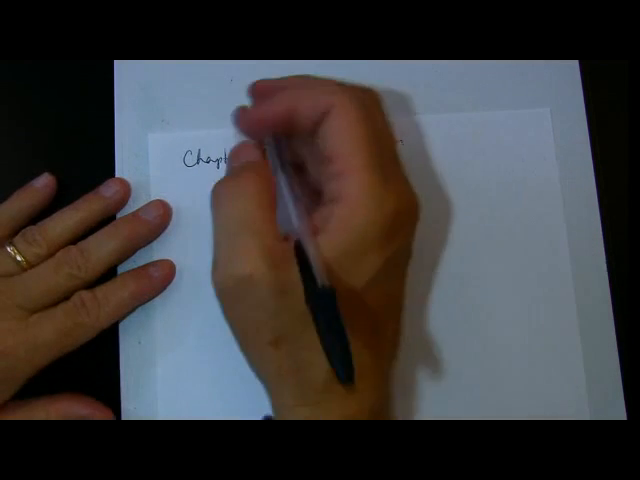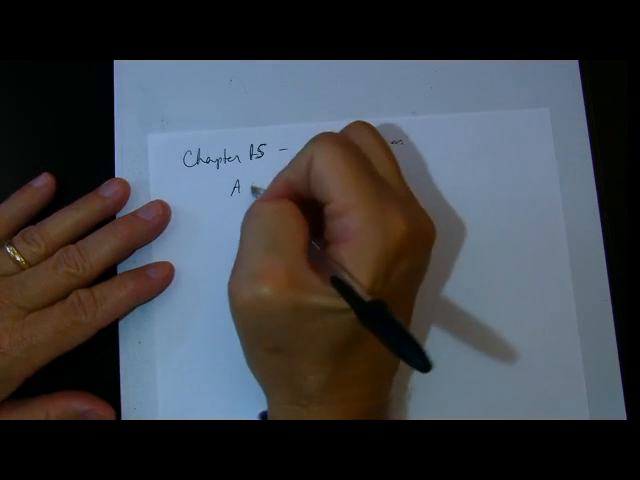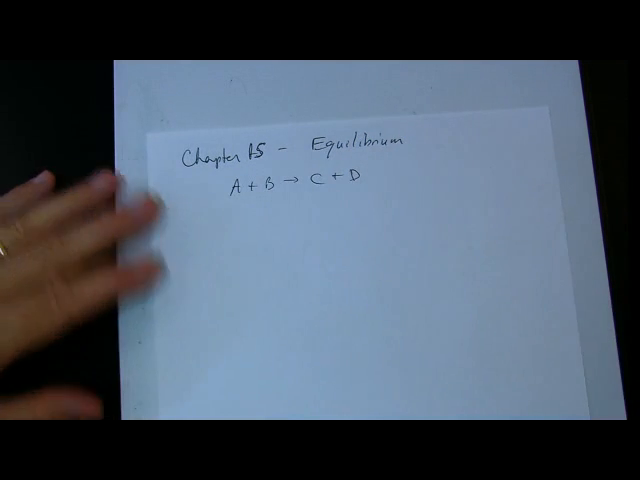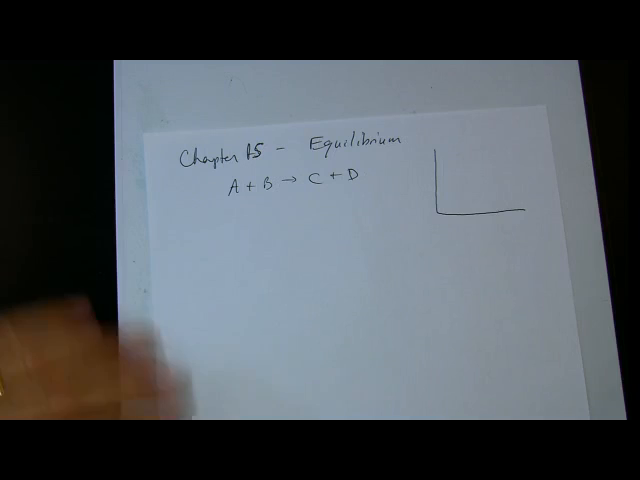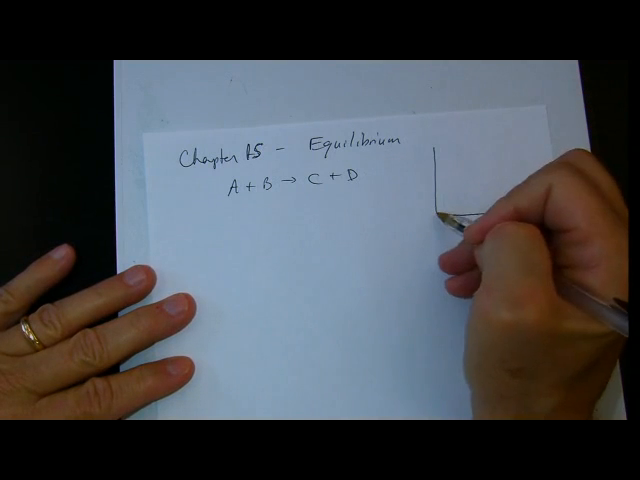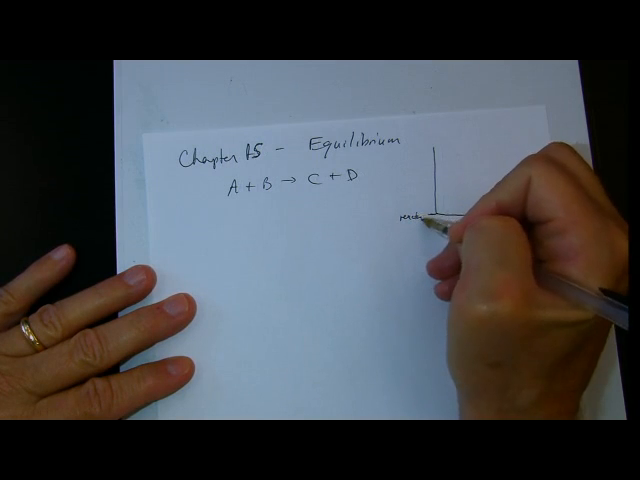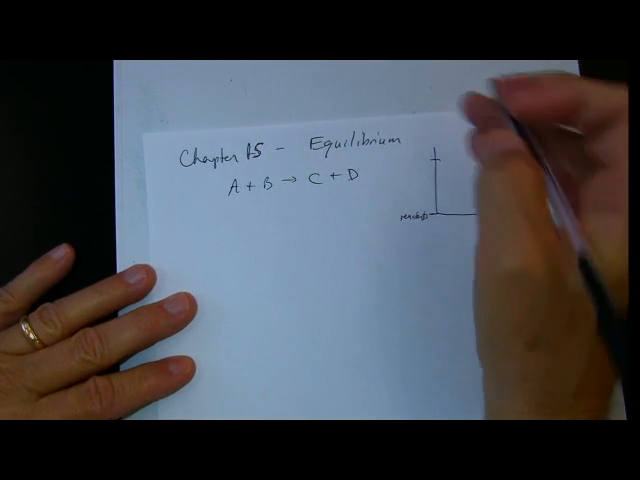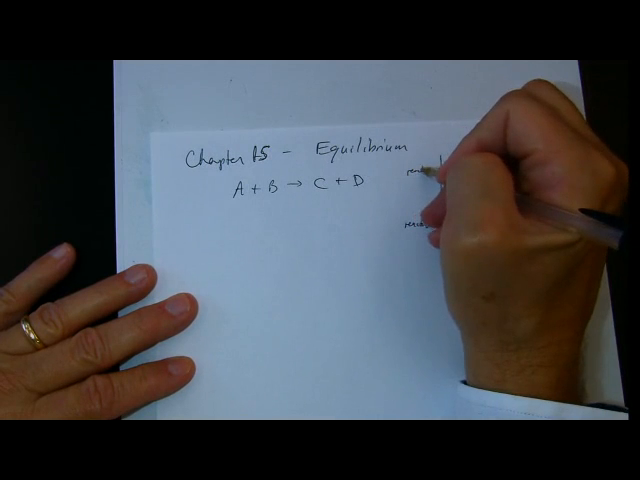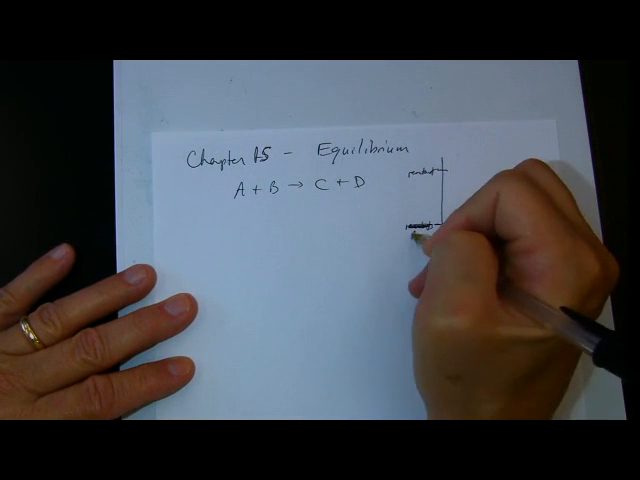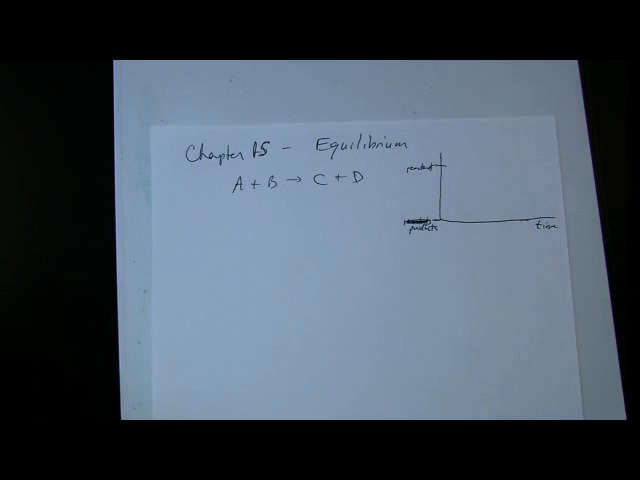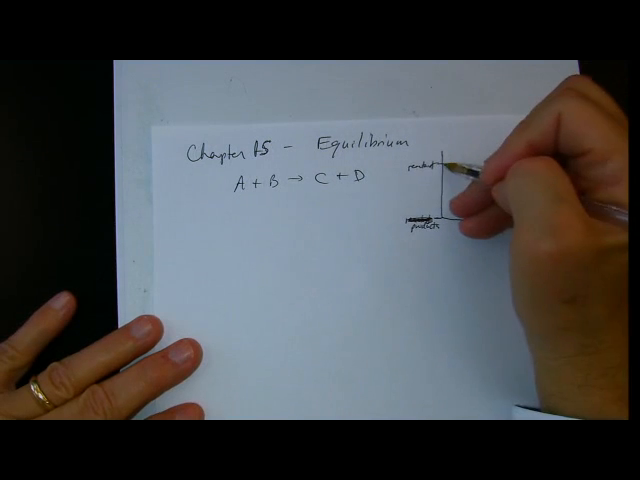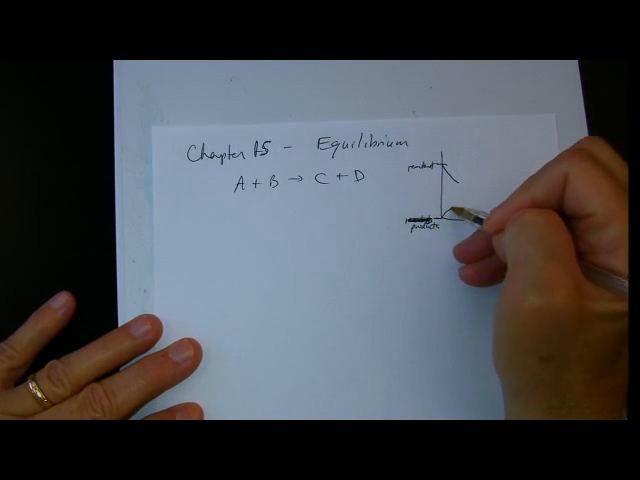All right, so if we have a chemical reaction, A plus B goes to form C plus D. Just making it simple, one to one there. If we make a plot, if we start with no products, we've got reactants, but no products. This is time. Then what happens is the reactants will start to go down. Products will start to go up.